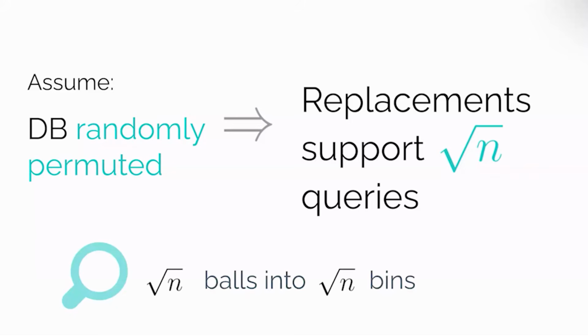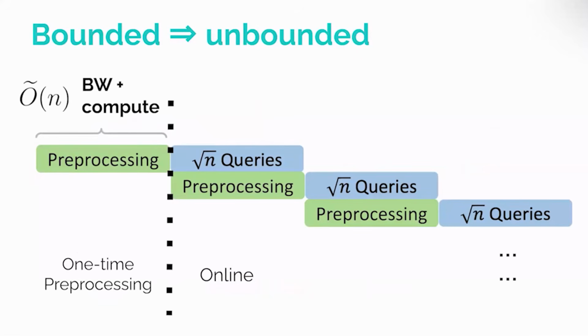So how do we extend this bounded scheme to unbounded? And that's just one word we can do: pipelining. Basically, we are going to run the next phase's preprocessing in the current window of square root n queries.